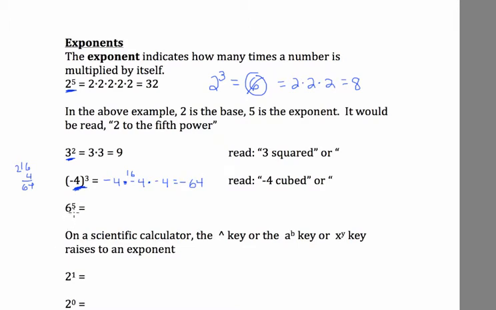Sometimes you don't want to do all that math by hand, so you can use a calculator. For example, 6 to the 5th power. On a scientific calculator, there are a few keys that you can use. One looks like this, the little caret. So you would type 6 to the 5th power. Sometimes the exponent key looks like one of these two. Again, you would just type 6 and then that key to the 5th power.